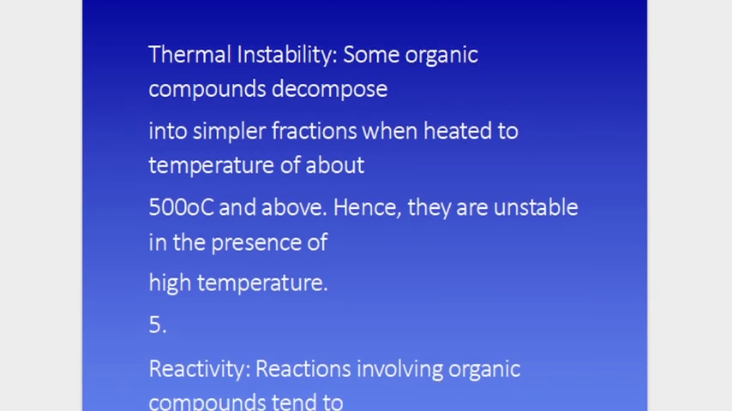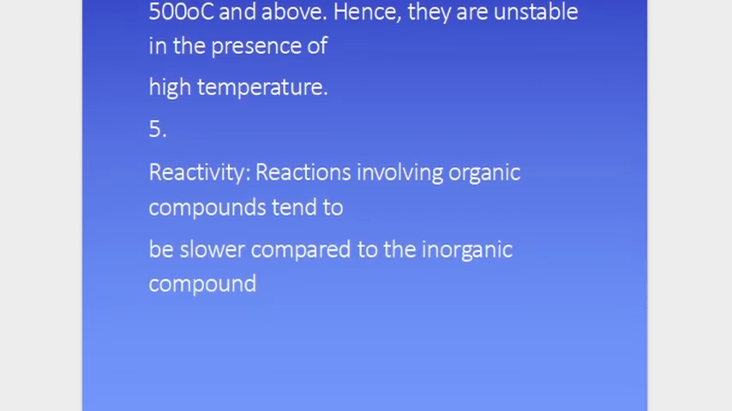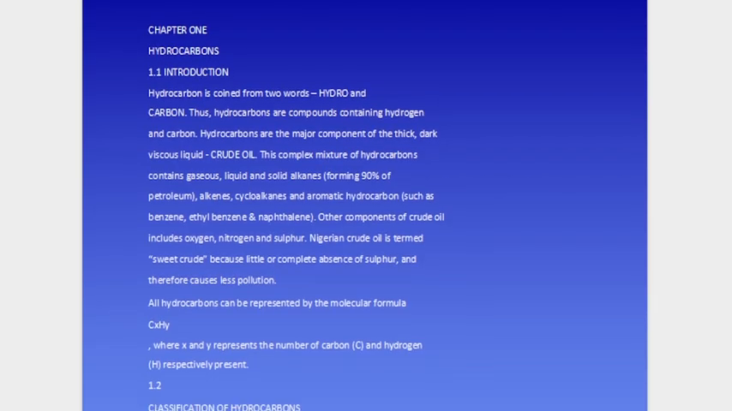So moving ahead, the other thing about them is that they are thermally unstable. Some organic compounds decompose into simpler fractions when you heat them above temperatures of 500 degrees Celsius. Hence, they are unstable in the presence of high temperature. So when you consider things like your petroleum fractions or distillates, some of them undergo cracking to produce lower carbon chains. And basically, this is simply because it's an organic compound and it is unstable in the presence of high heat. So once there is high temperature, automatically it breaks the substance down. Reactivity. Reactions involving organic compounds tend to be slower compared to inorganic compounds. And with that said, we have come to the end of the general properties of an organic compound.